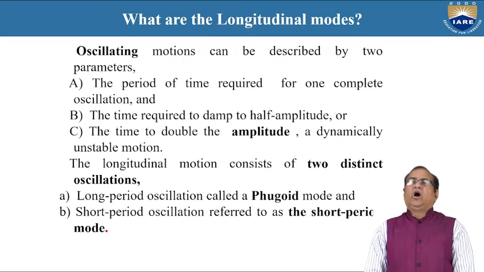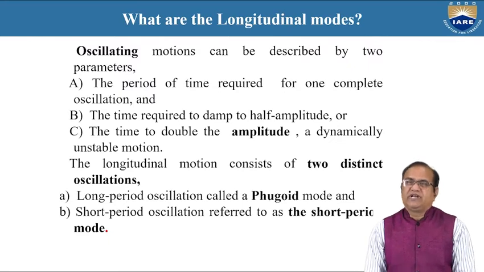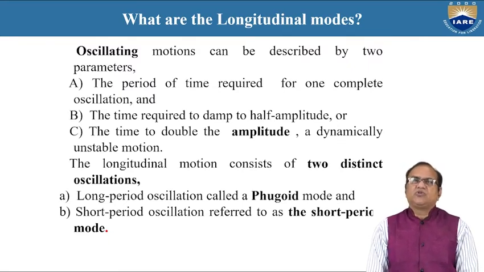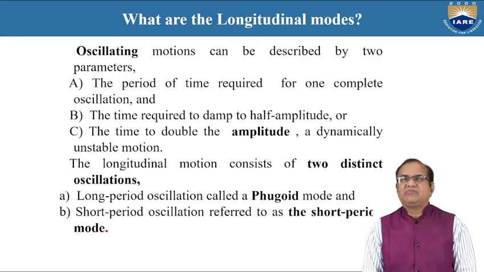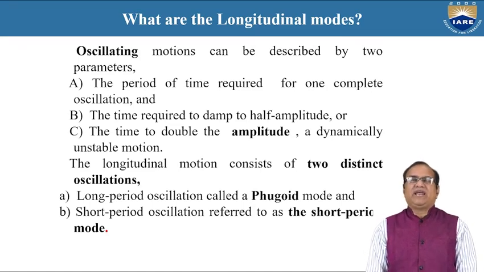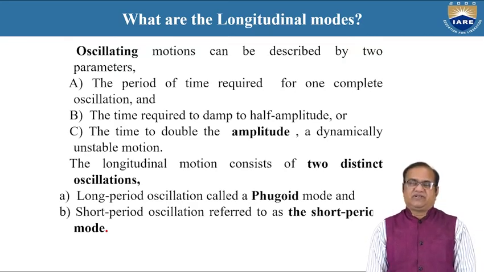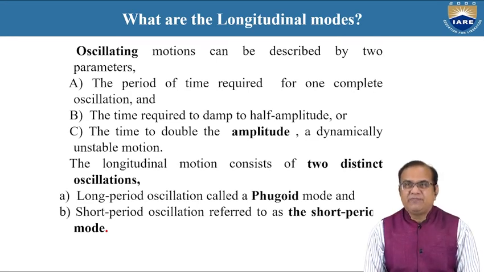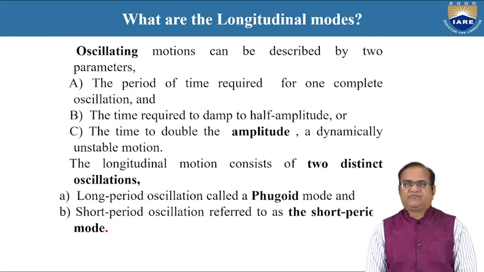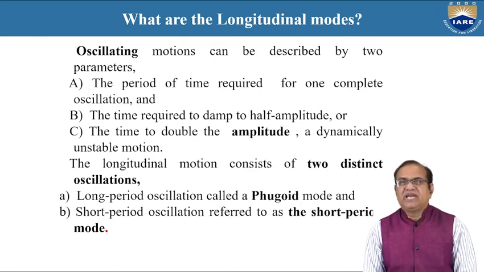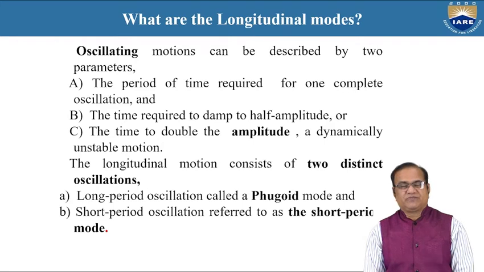So what are the longitudinal modes? This is the question. Oscillating motion can be described by two parameters. Number A, the period of time required for one complete oscillation. B, the time required to damp to half amplitude. Third, the time to double the amplitude, a dynamically unstable motion.